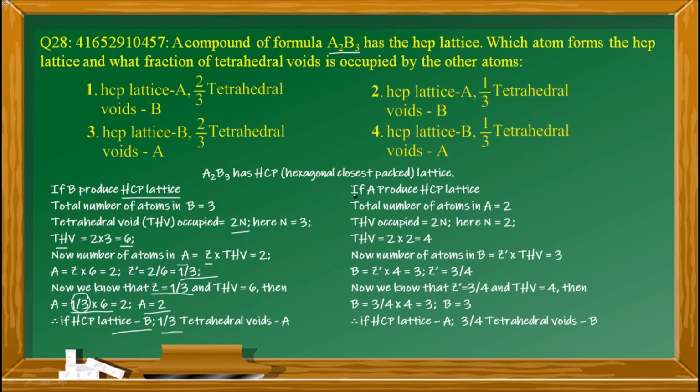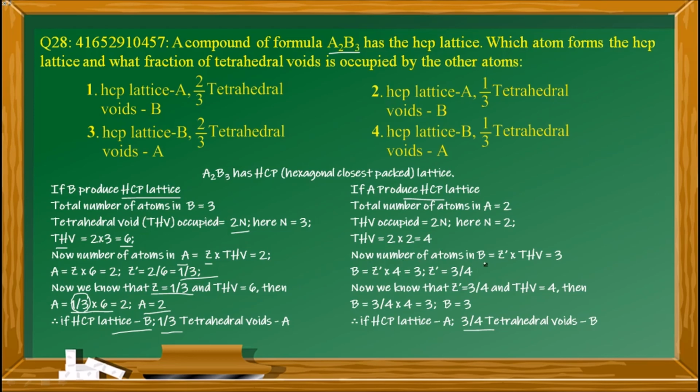If A produces the HCP lattice, so what about this, just go through this. So what are the tetrahedral voids? 3 by 4. So if I do this, the total number of atoms in A is 2, THV is 2n, that is, N is equal to 2, THV is 2 into 2, 4.